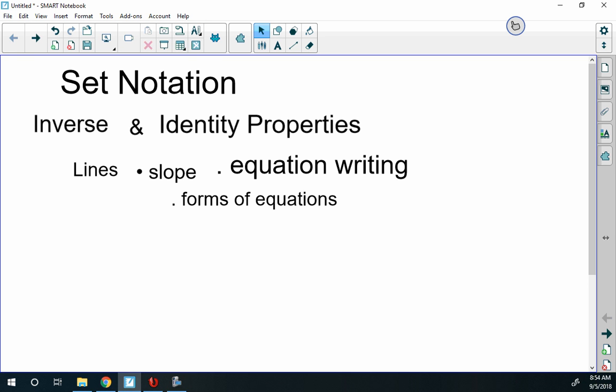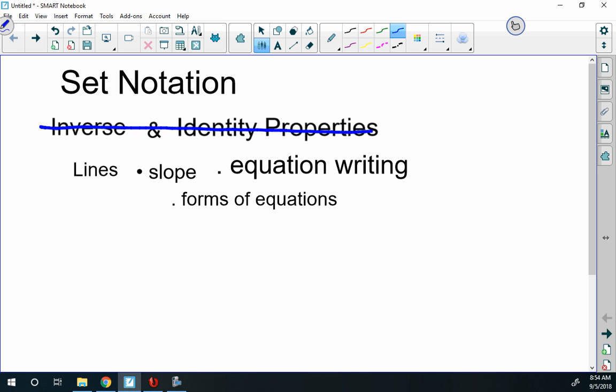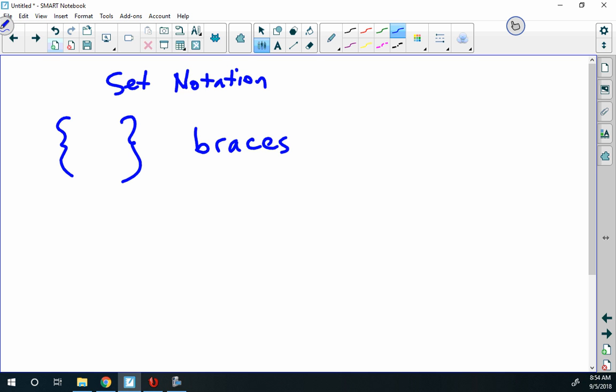So we got the inverse and identity properties taken care of. We need to talk about lines today, but before we do, there's one last thing that I didn't mention, and it's this idea of set notation. One of my classes saw this. These symbols here are called braces. And braces are very often associated with set notation.